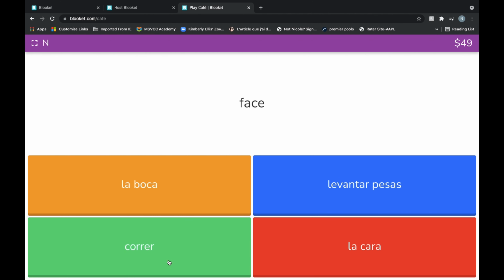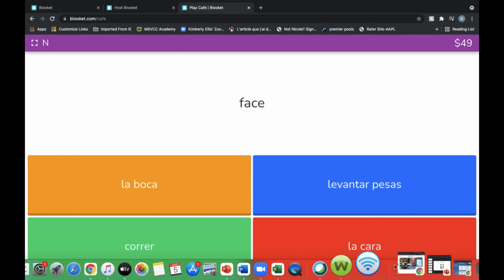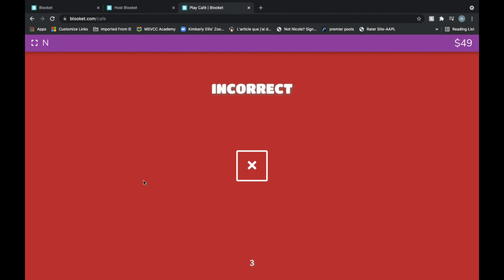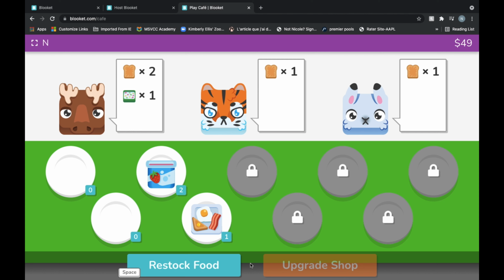And so these questions that they have to answer, they recycle. So even if they miss it, face means la cara, but let's say I put la boca. In a little while, they get to see the answer, la cara. In a little while, that question will recycle again. So by the end of the game, they're remembering the vocabulary words in Spanish because they've seen it again and again. Okay, so that is how you play El Cafe, and this is the one that we use the most.